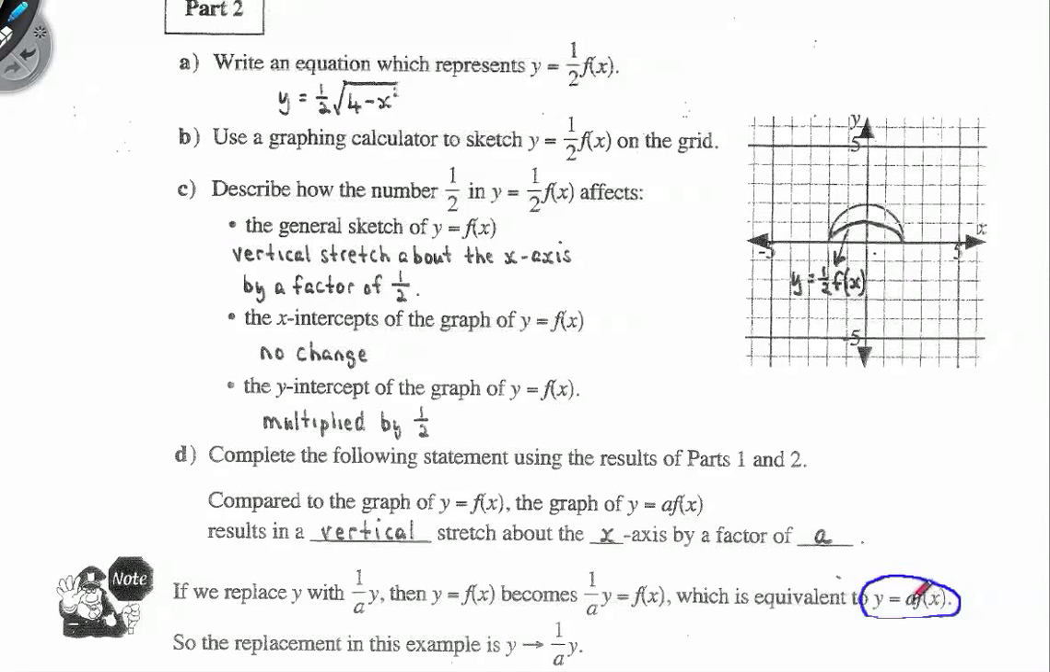So the a could end up on this side. Typically it is on this side, but occasionally you'll see it on the other side here. So these two equations mean the same thing. You can see what the replacement terminology is. Y has gone from y equaling f of x to 1 over a times y. So this down here is the replacement terminology for what's happening.